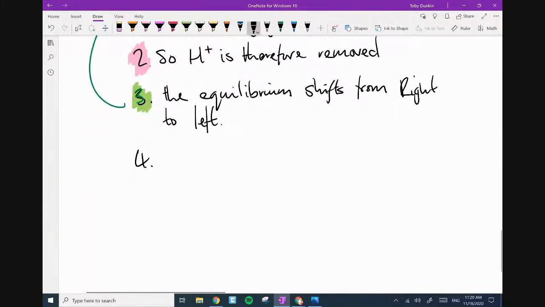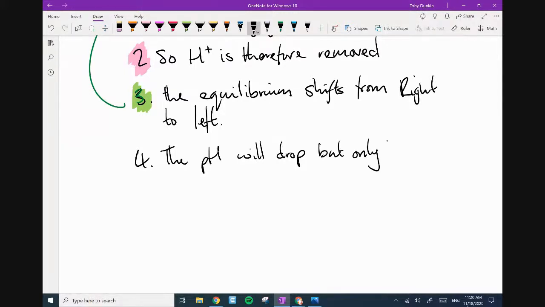So the pH will drop. I should capitalize, really. The pH will drop. I've added an acid. Of course it's going to drop, it's going to become more acidic. The pH will drop, but only by a tiny amount.